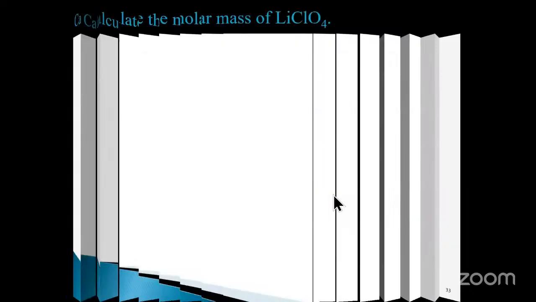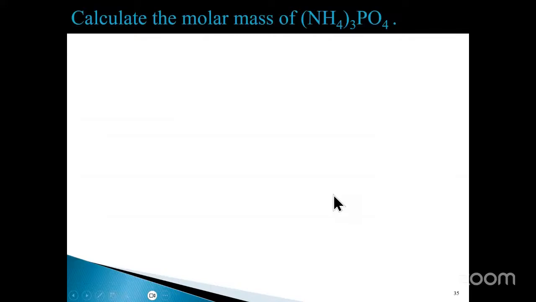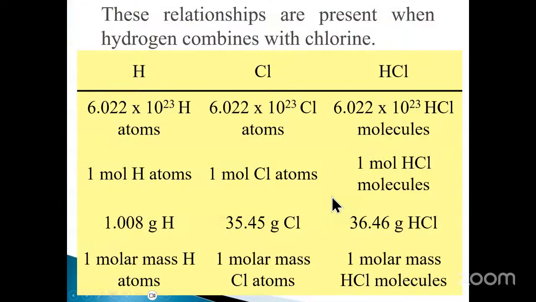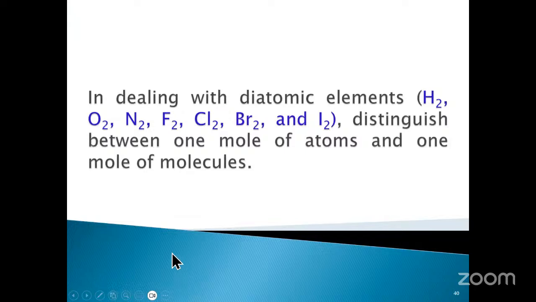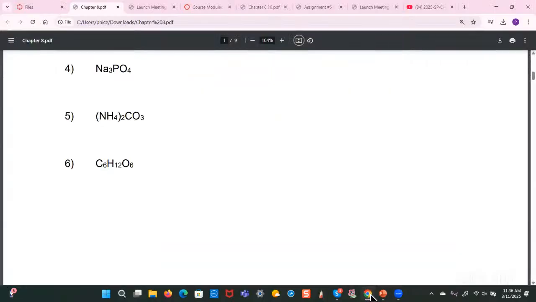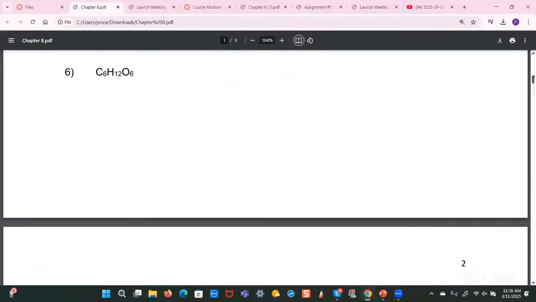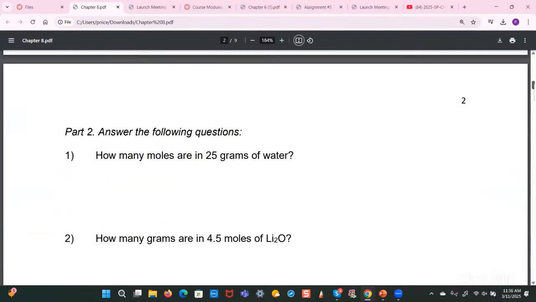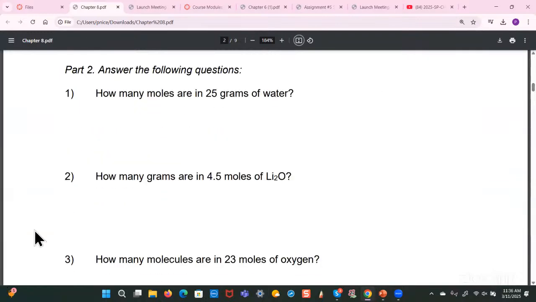Okay, we talked about molar mass already, so I won't go through that. Let's look at the assignment again. And let's see, question number, part 2. So now based on what we have covered, you should be able to do these questions. I'm going to help you out with the first one. The question says, how many moles are in 25 grams of water? So we start off with 25 grams of water. And the question is, what do we multiply this by?